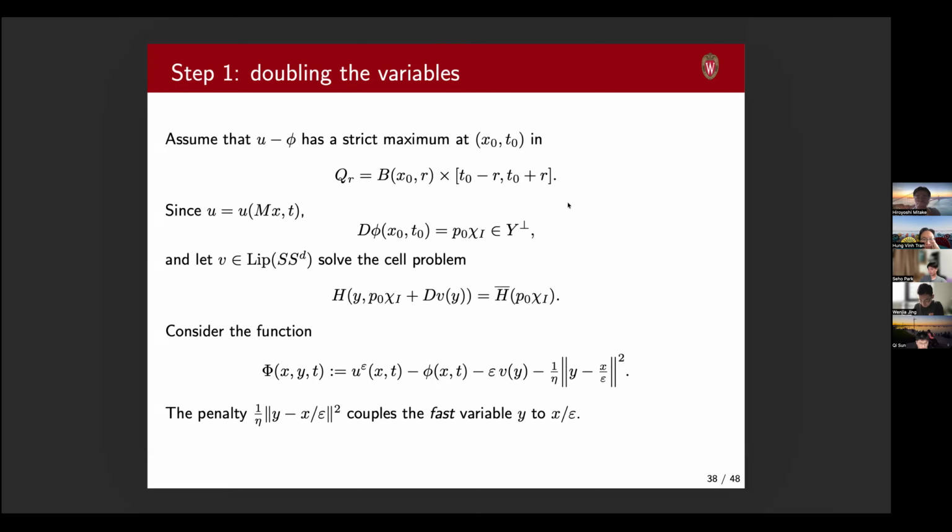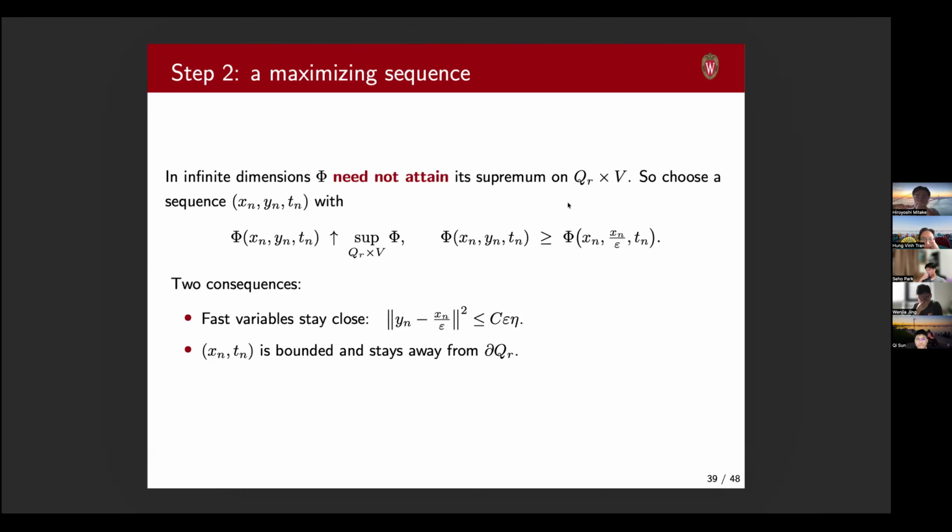So we define the function b, which is U epsilon minus phi minus epsilon times v of y. We separate the fast variable y, and we also add the penalty term, which couples y and x over epsilon, so they cross each other. Okay. So first of all, in the finite dimensional case, we just directly find the maximizer and then do the subsolution and the supersolution test.